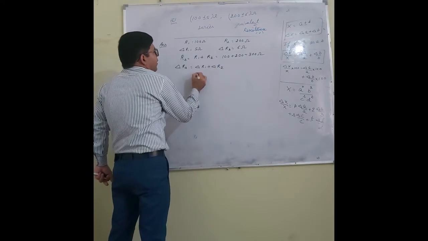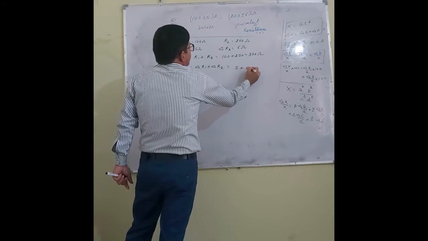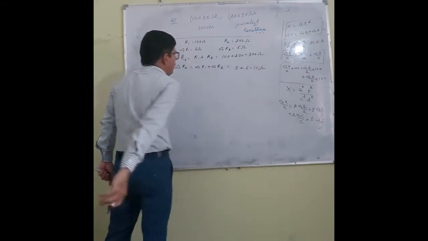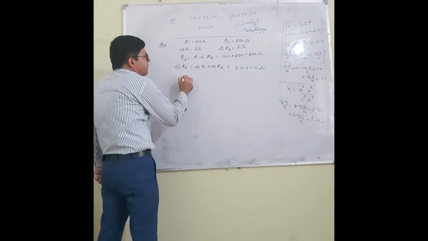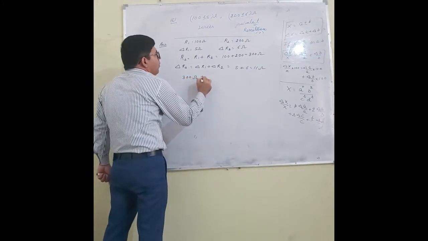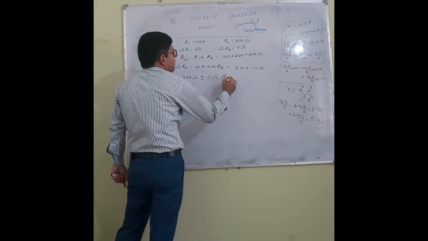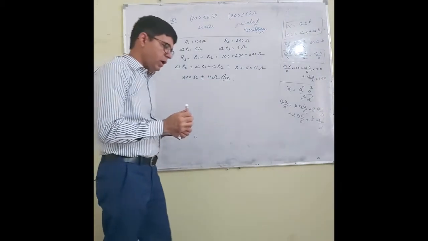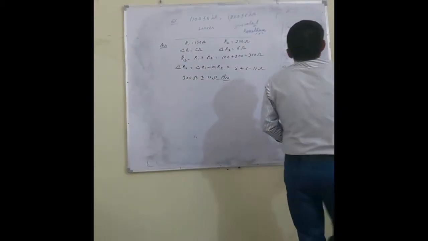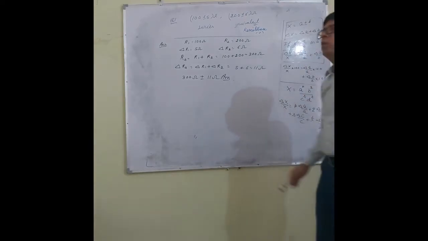And what is delta R1? It is 5 ohm and delta R2 is 6 ohm. This is 11 ohm. So the equivalent resistance is 300 ohm plus minus 11 ohm. This is the answer, right? So what formula have I used? When two physical quantities are added, their absolute errors are also added.